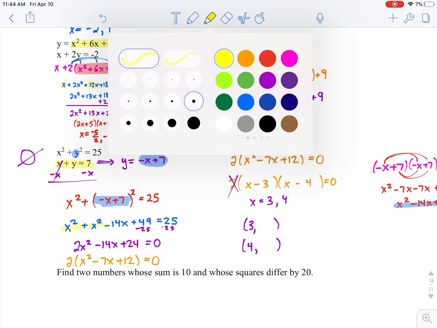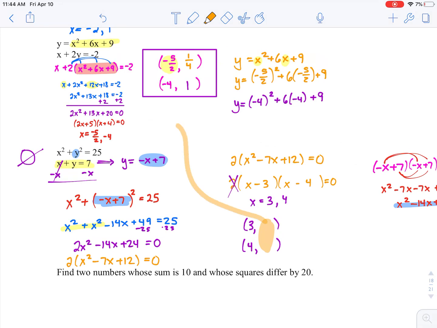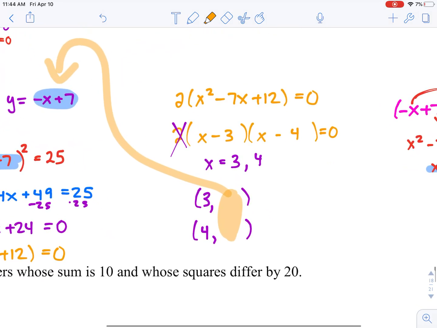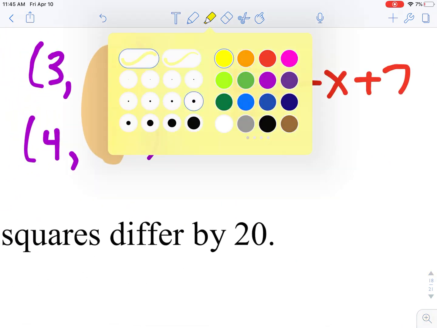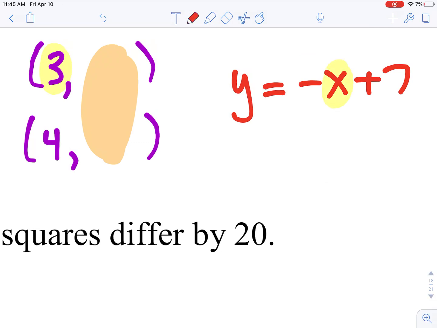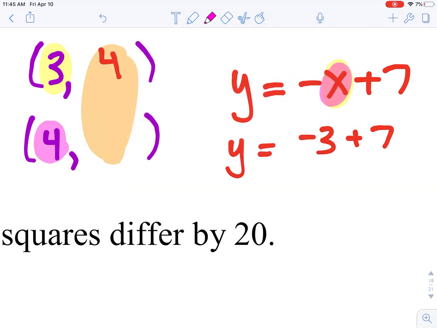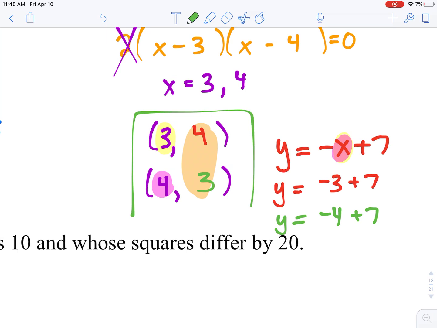To find your y values, I'd plug it in right here. So I'm going to zoom in and I'm going to rewrite that. We have y equals -x plus 7. So plugging in, replacing our x, we'll be able to find our y value. So y equals negative 3 plus 7 gives us 4. And then if we replace this time our x with 4, we would have y equals negative 4 plus 7, which is 3.